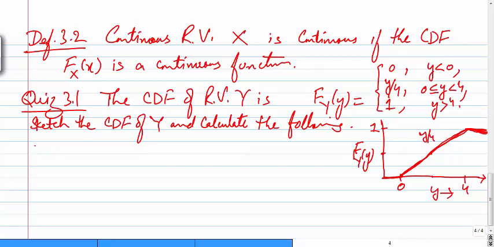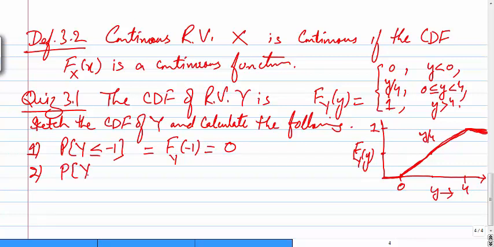Now question 1 is to calculate the probability that capital Y is less than minus 1. As we know, this is the definition of F_Y of minus 1. The value of F_Y of minus 1 is 0. Now the second question says calculate the probability that capital Y is less than or equal to 1. We know that by definition this becomes F_Y of 1. Now we plug into the formula, and that becomes 1 by 4.